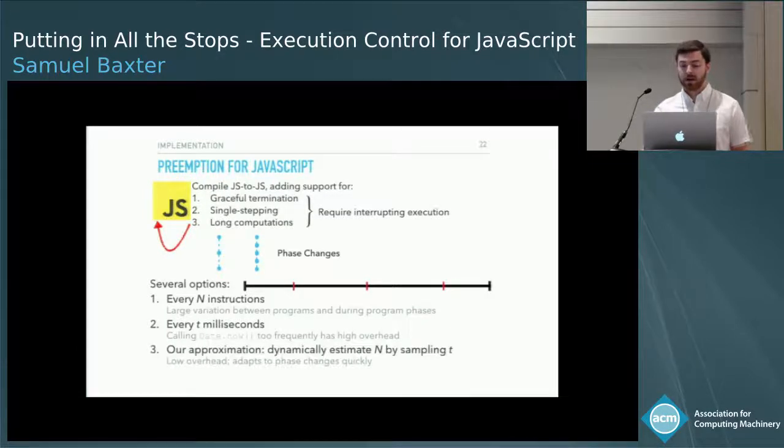So we've implemented a third strategy, which approximates the number of instructions over a window of time. And using this strategy, we're able to reduce the runtime overhead of our preemption and achieve a preemption strategy that adapts to phase changes in execution quickly. So it maintains the target suspension latency.